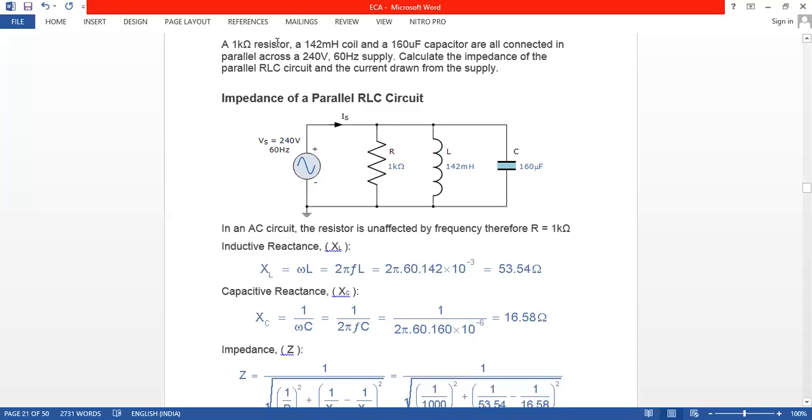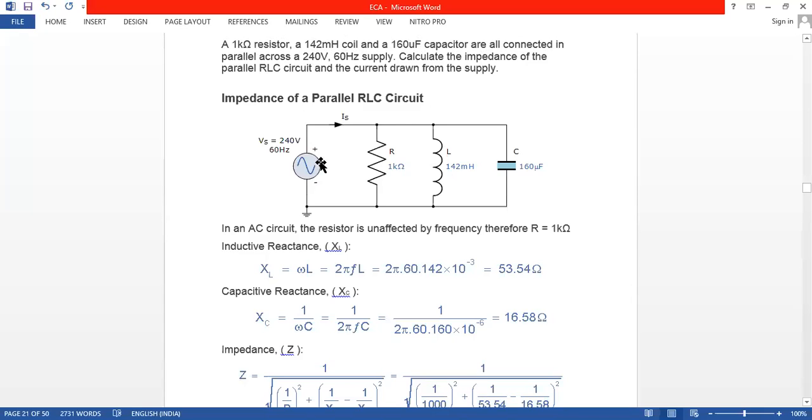A 1 kilo-ohm resistor, 142 millihenry coil, which means it is an inductor, and 160 microfarad capacitor are connected in parallel across 240 volts. 240 volts means it is the RMS voltage only. And the frequency is how much? 60 hertz. Calculate the impedance and current of the parallel circuit.